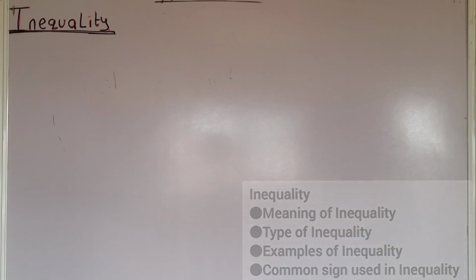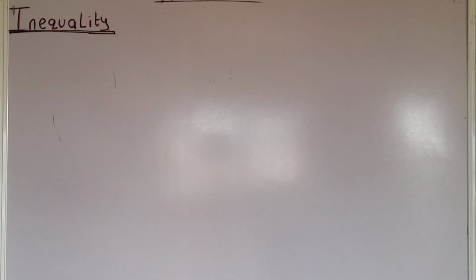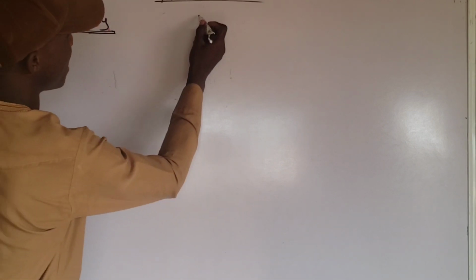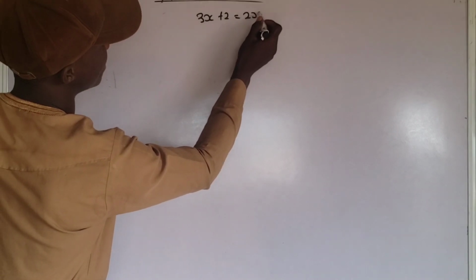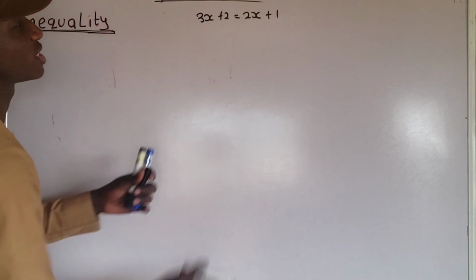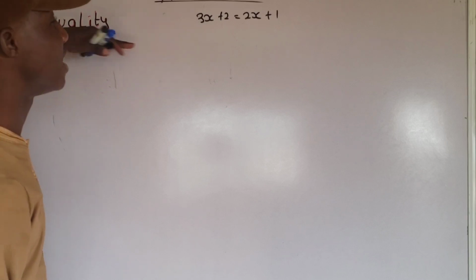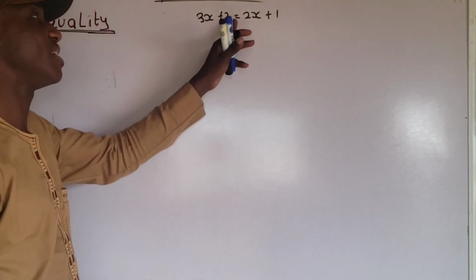The relationship between two values or expressions that are not equal is what we call inequality. Are you paying attention? Okay. In inequality, symbols are used to represent the relationship. For example, in our previous class we talked about algebraic expressions, and you will find something like 3x plus 2 equals 2x plus 1. You can see that this one is not inequality, this is equality, because the connection between the linear equation on the left hand side and the right hand side is the equality sign.